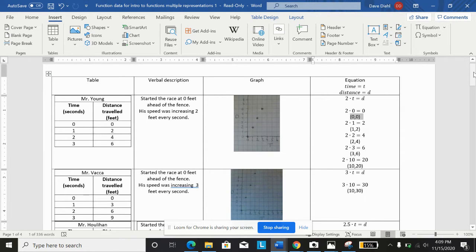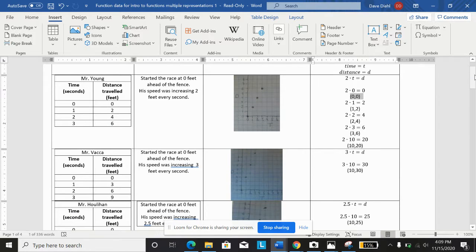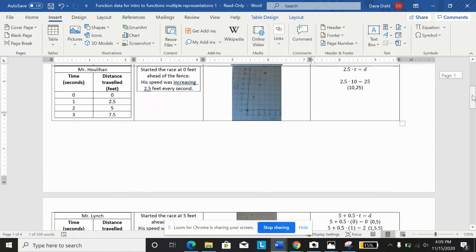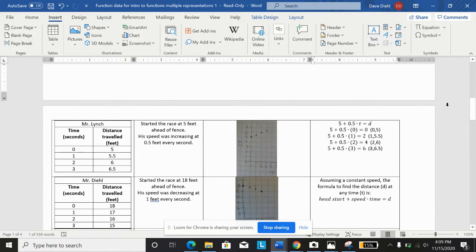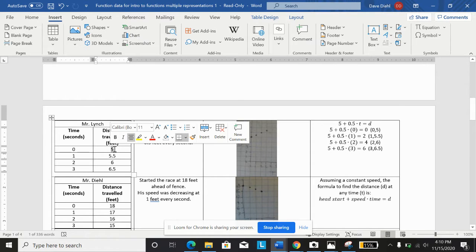And again, on Monday or last week, we talked about only equations and graphs that started at 0. But as we saw, not all of them started at 0. Let's look at Mr. Lynch's. So Mr. Lynch, he started at 5 feet. So he had a 5-foot head start. His speed, it looks like, was a half of a foot. So he increased a half of a foot every time.